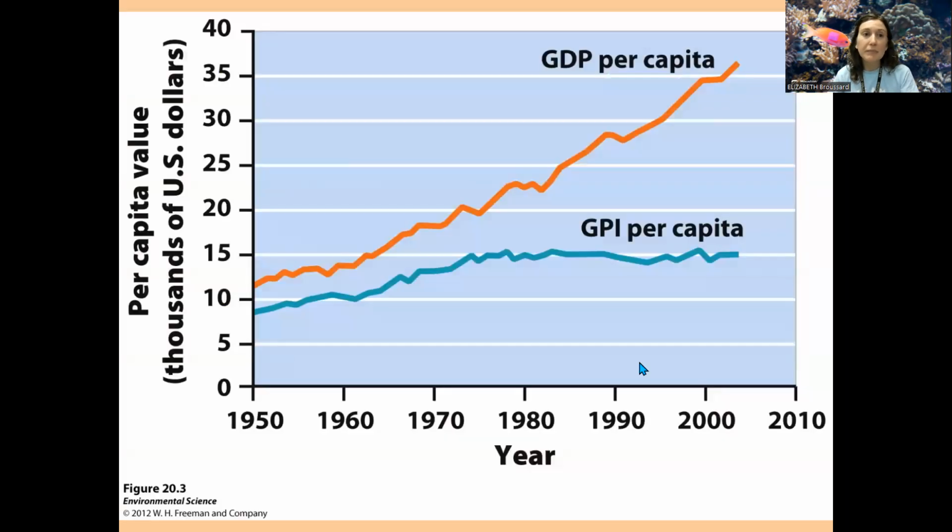So for example, if we look at America, we've got per capita value in thousands of dollars for the United States. This is kind of an older graphic. I think this is coming from our former textbook, which was from 2011. A little bit older of a graphic.